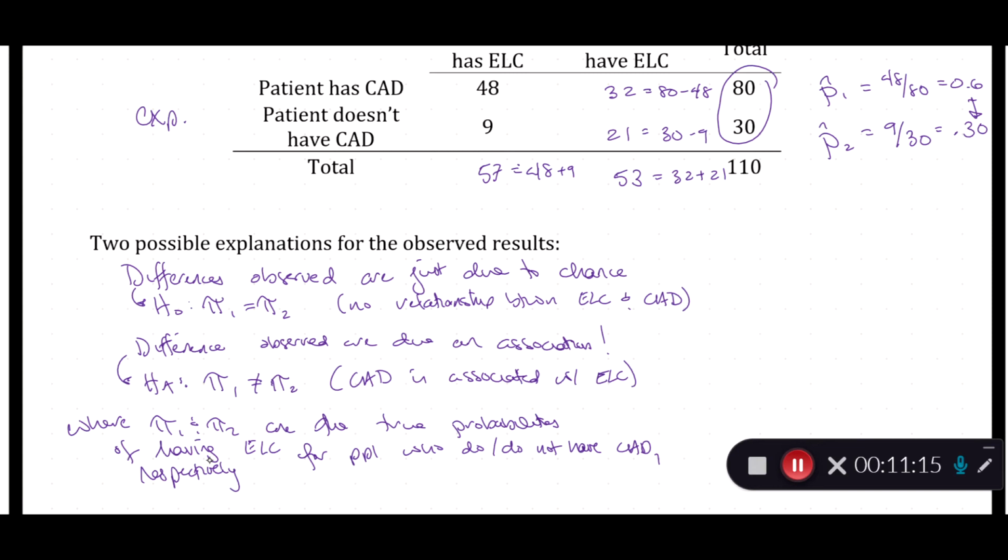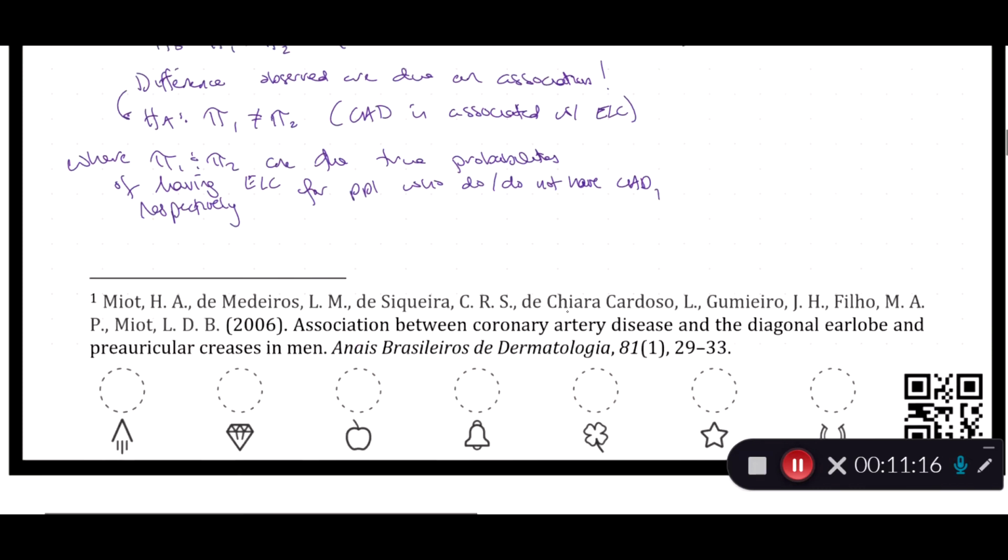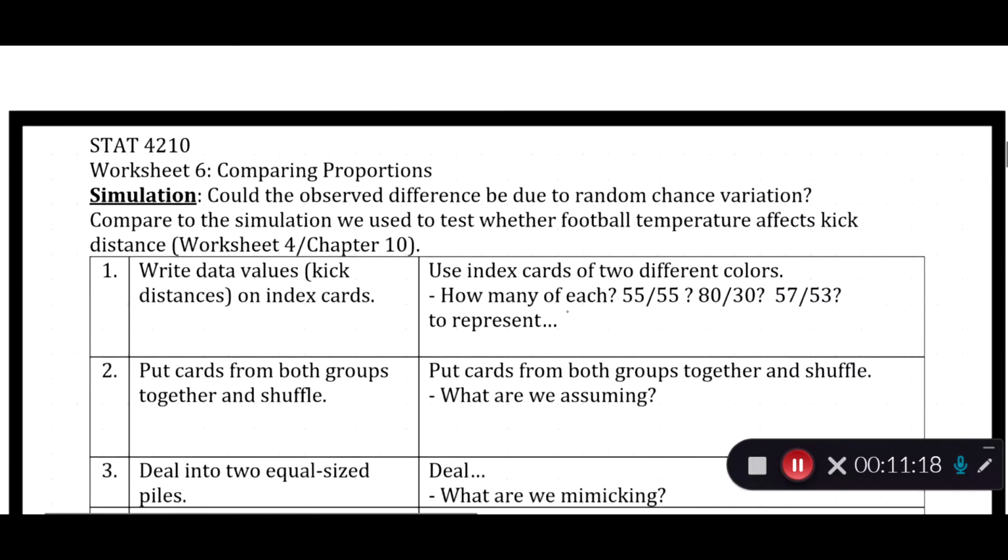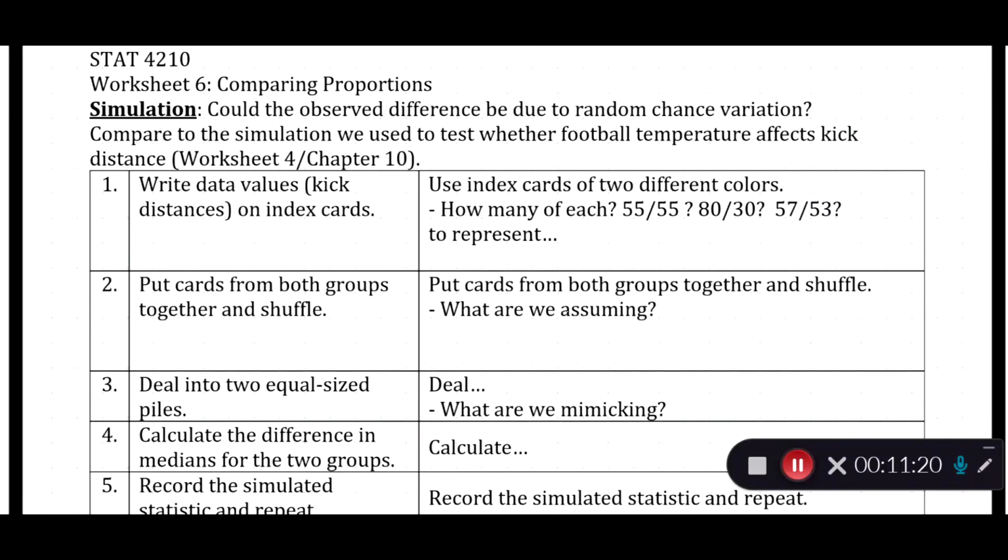So how can we investigate this? Well, the first thing we might want to do is try to set up a simulation. So could the observed difference be due to random chance variation? We did this with the helpers and hinders example, and we said, well, babies might prefer helpers versus hinders at no greater level than chance, and so we could just do a coin toss. Well, here a coin toss is not going to exactly work, so we're going to do something sort of like what we did with football temperatures.